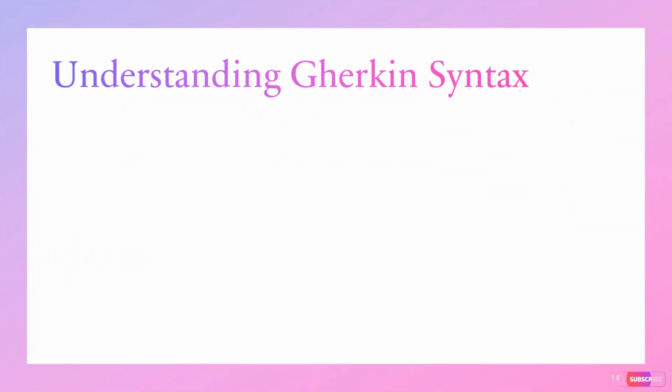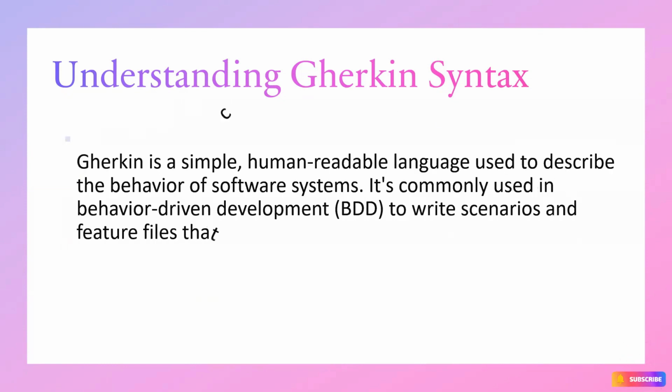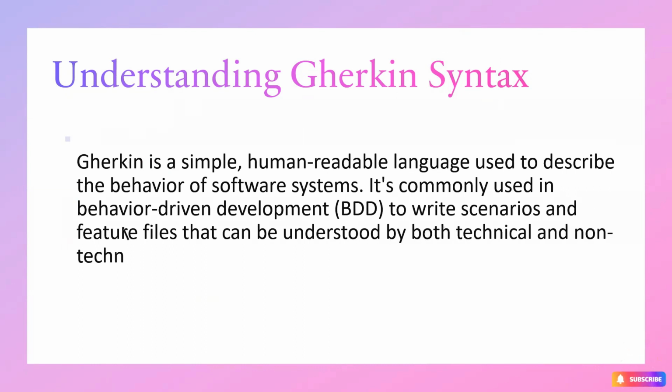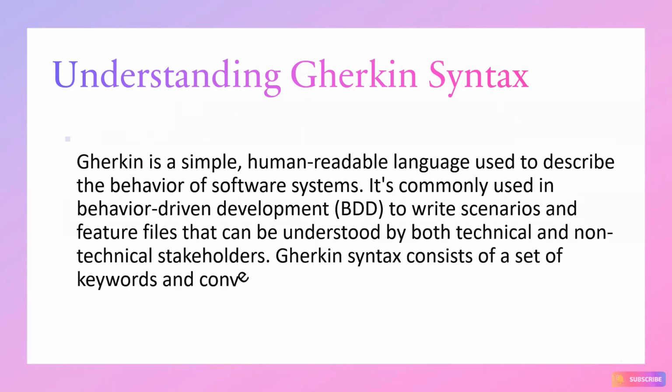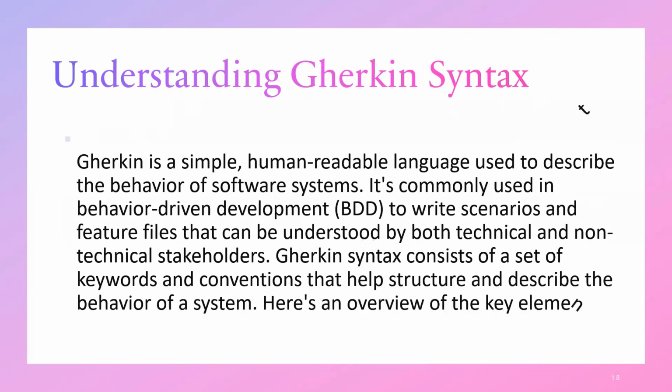We have to understand what the Gherkin syntax is. So we were talking about the Gherkin syntax: given, when, then, and but. So what are those things? Gherkin is a simple human readable language used to describe the behavior of software systems. It is commonly used in the BDD format to write the scenarios and feature files. And this can be understood by both technical and non-technical stakeholders.